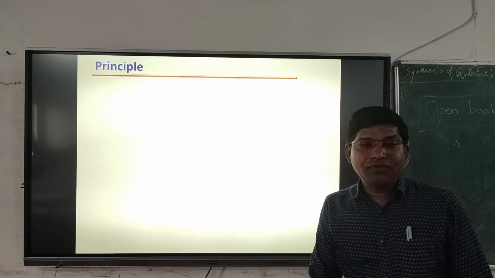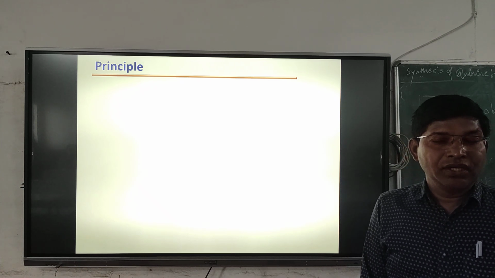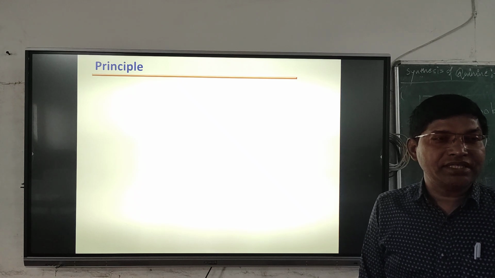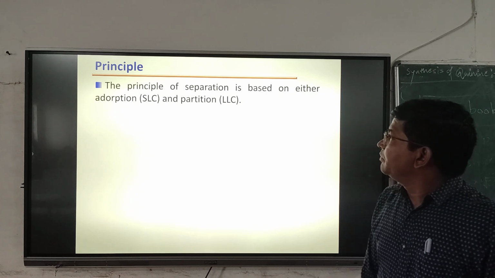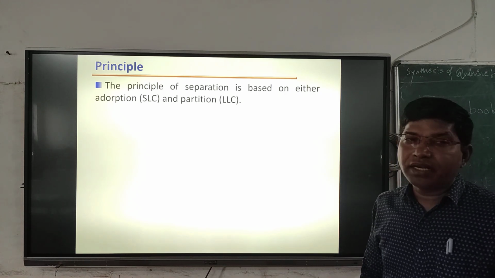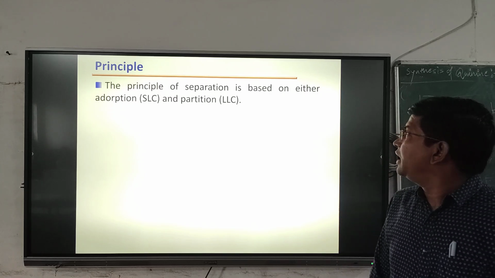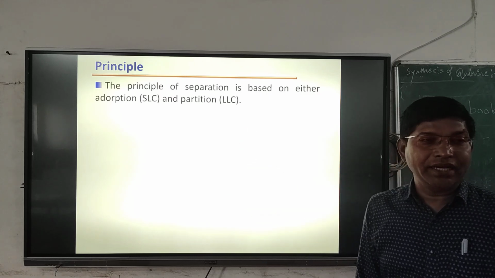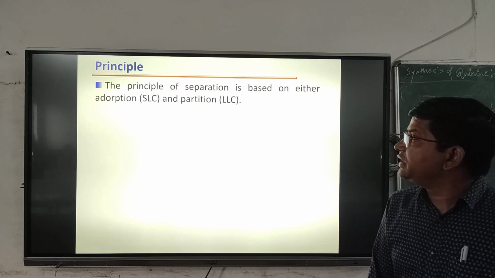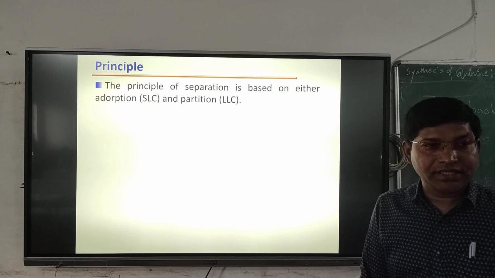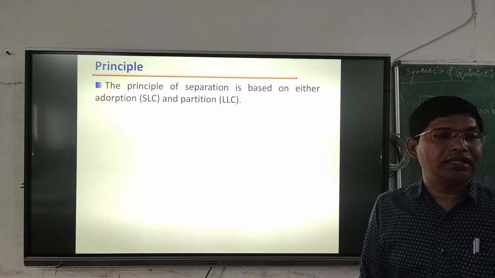Now the principle. Here we will understand the principle of HPLC compared to column chromatography. High performance here means high pressure. The principle of separation is based on adsorption or partition chromatography. In the previous class I told you about solid-liquid chromatography and liquid chromatography. If we use a solid as the stationary phase and a liquid as the mobile phase, then the separation of the compound mixture will be based on adsorption.